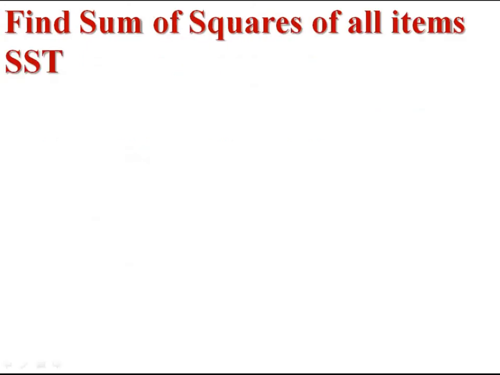Then find sum of squares of all items, SST. Sum of squares of all items. We have to square each and every item in the table, get its total and deduct the correction factor from the total.